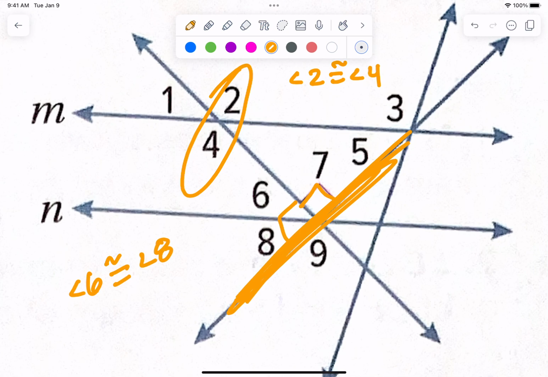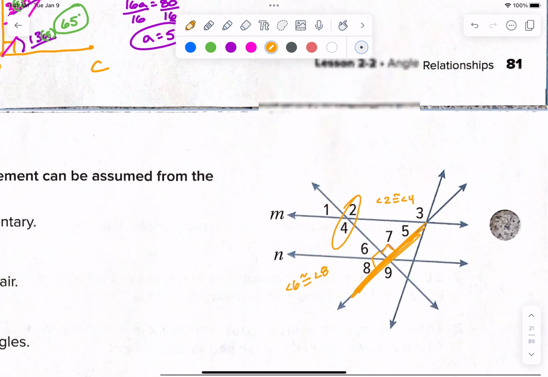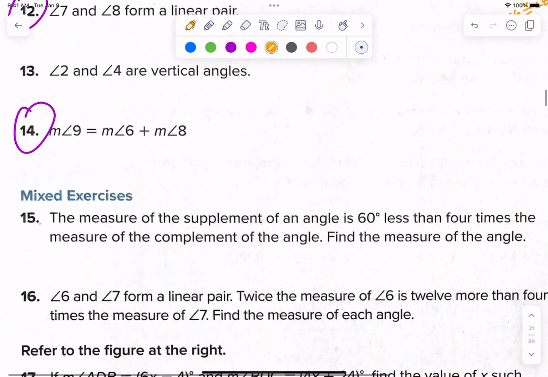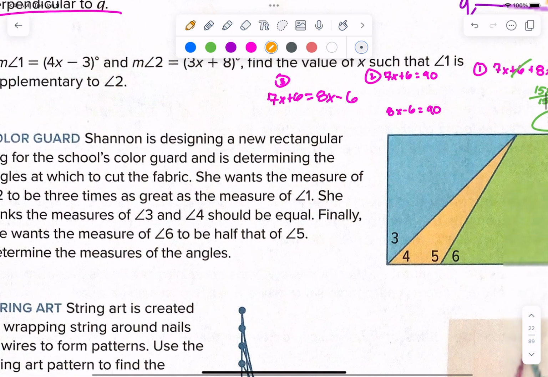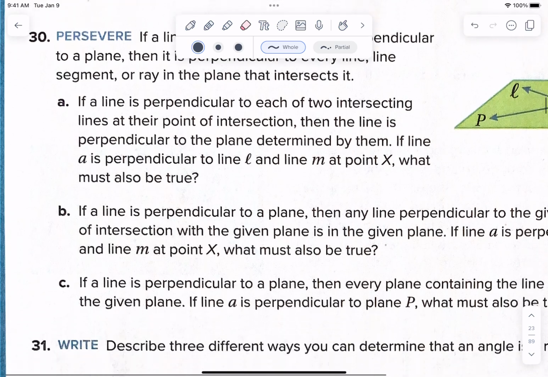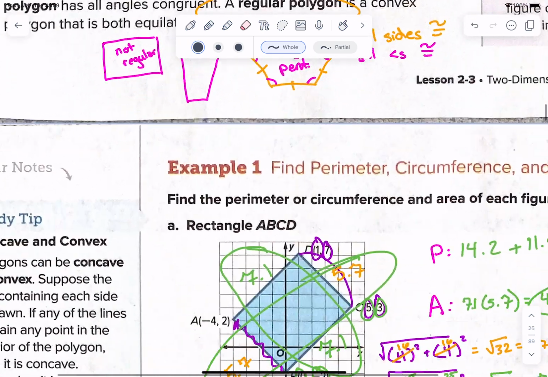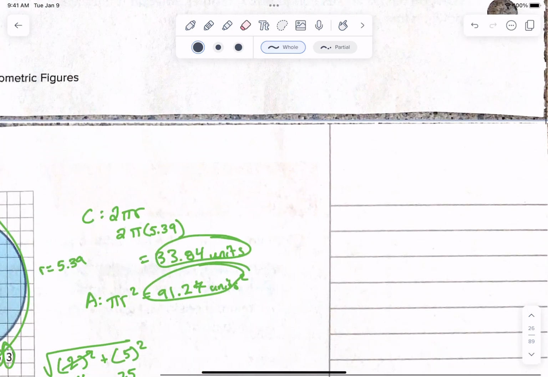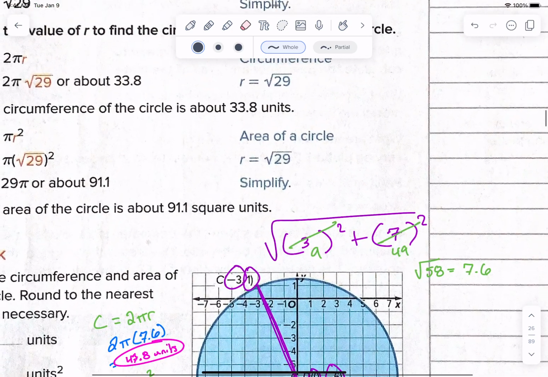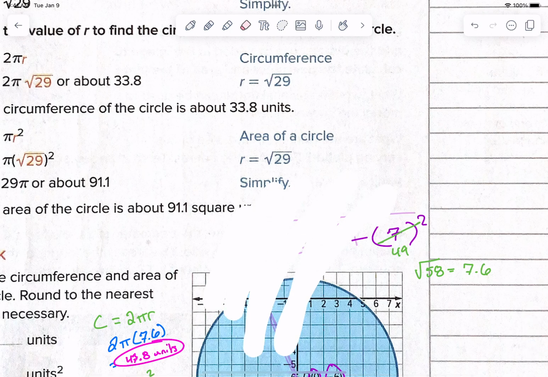7 and 9 is another good one. Yep. Anything else that's labeled? Is 3 and 5 vertical angles? No. Okay. I've exhausted that, I think. Let's go to another one. Alright. Let's go to this one. Here we go.